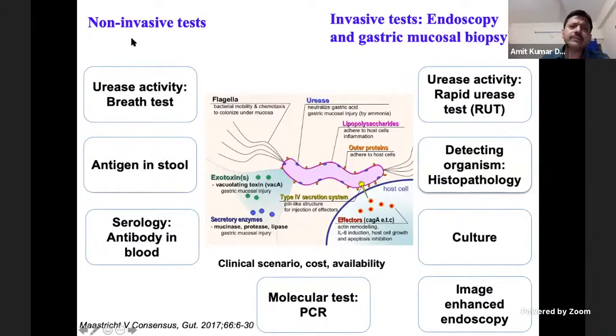So among the non-invasive tests, we have the urea breath test, we have the stool antigen for H. pylori, and there is serology, of which the urea breath test and the H. pylori antigen are the ones which are commonly done. Among the invasive tests, again, we have a test making use of the urease producing property, which is the rapid urease test, and the histopathology. These are the ones which are done commonly in clinical practice. Tests like culture and PCR are expensive and not easily available, so they're not done routinely in clinical practice. Okay. So first, I'll be discussing the non-invasive tests, then the invasive tests.